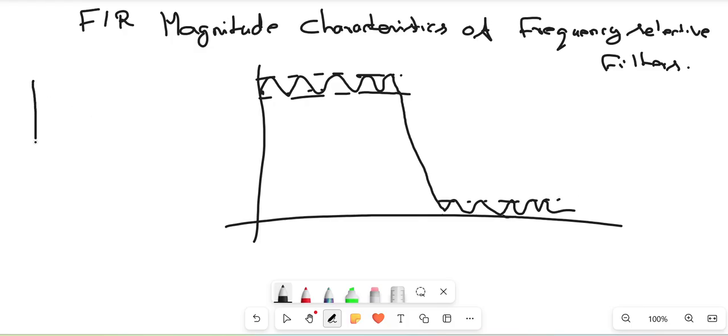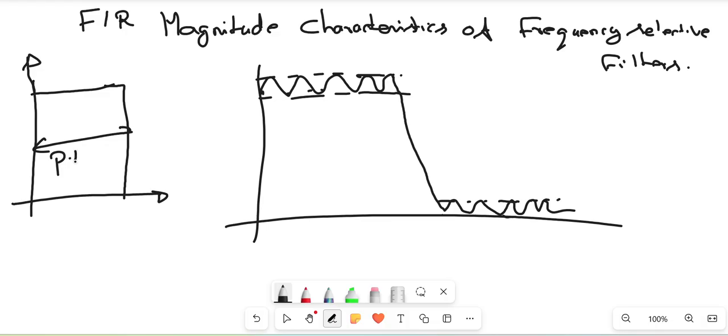Actually, if you see the ideal characteristics of the filters, this is the ideal characteristics. But practically you will not get the ideal one, you will only get an approximation, you can get closer to the approximation. So, this is your pass band, this is your stop band. As I said, practically it will not be like this. This is a magnitude response H of omega. We will see the magnitude characteristics of frequency selective filters.